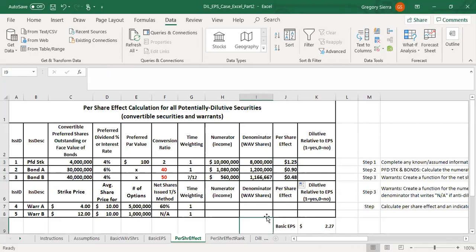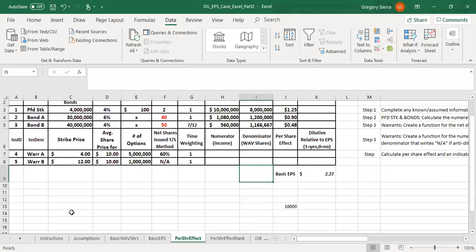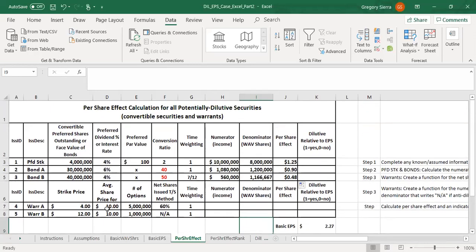Okay. So now let's go down here and do the warrants. Warrants are totally different. The test for whether they're dilutive or anti-dilutive is comparing the strike price to the average share price. So if you had a strike price at 4, so if you had the option, you could buy it at 4, and then in the market during the year it traded at 10. That would make sense to possibly exercise that option. So whenever the strike price is less than the market price during the year, it's dilutive.